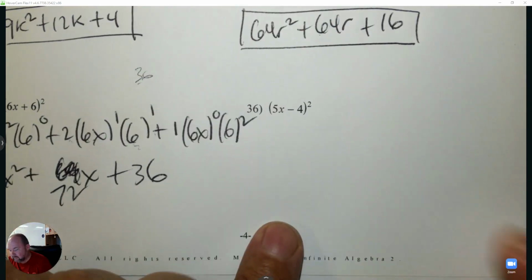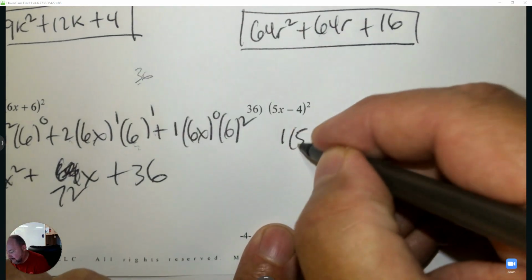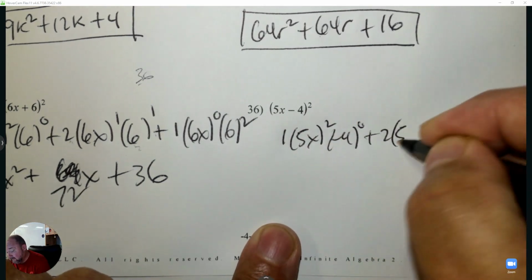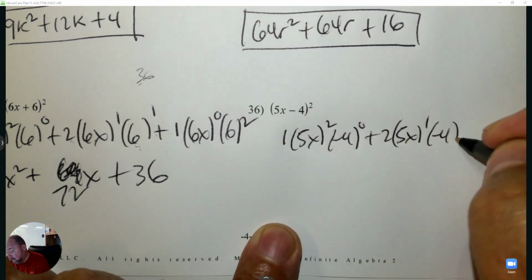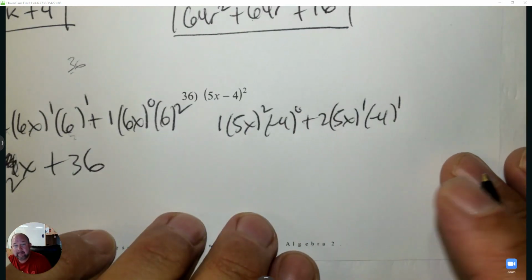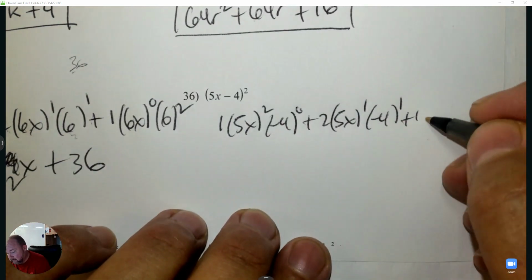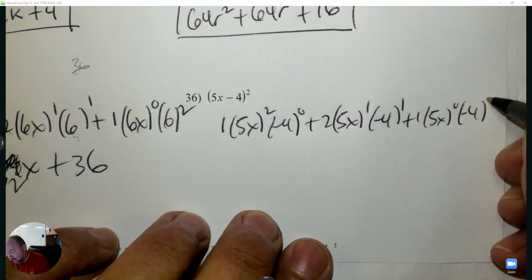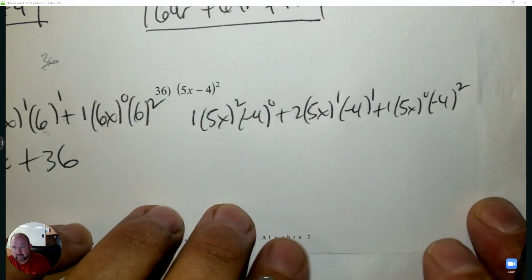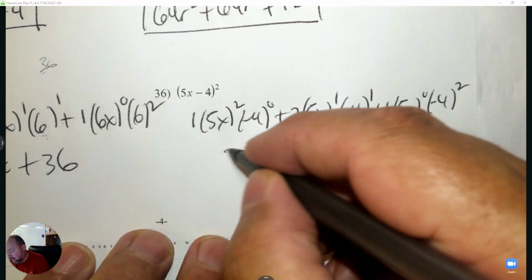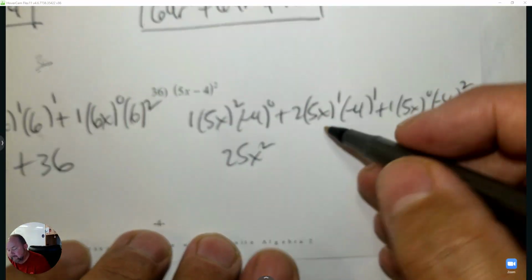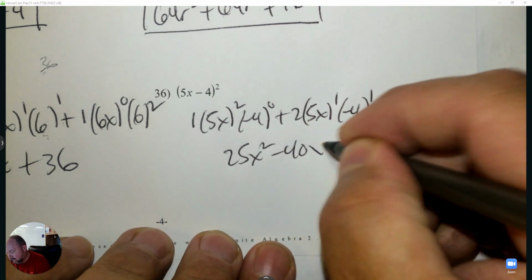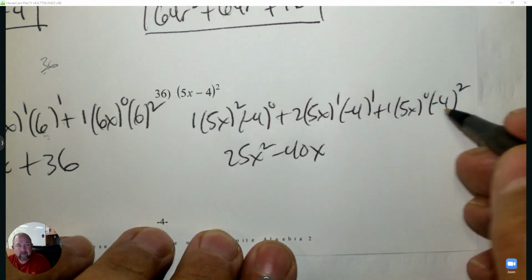All right, last one here. Structure: 1, and it's 5x squared and negative 4 to the 0. Then 2, 5x to the 1, negative 4 to the 1. And then 1 again, and it's 5x to the 0 and negative 4 to the 2. So there's the structure of it. This is 25x squared. Multiply this out, and it's negative 40x. And this is 1, so it's just plus 16.